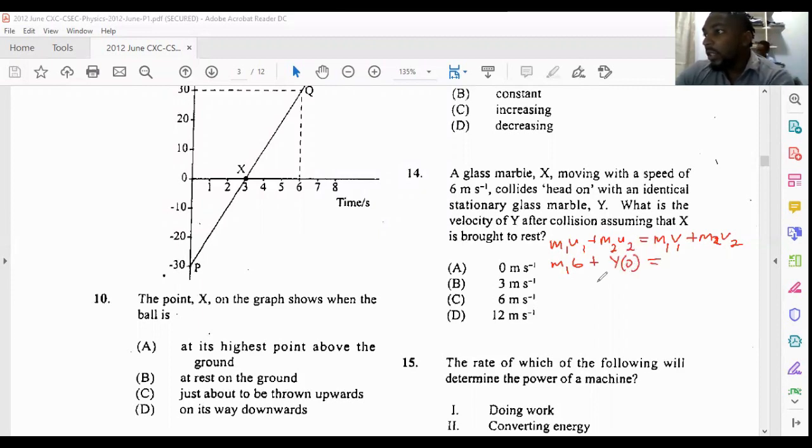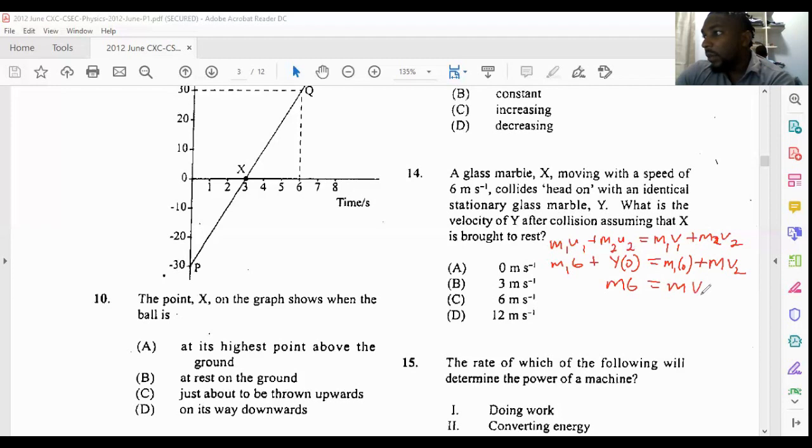Good. So it means that the initial momentum before collision is m times 6, right? m6. Good. Now, after collision, we say that m1, which is X, is brought to rest. So then it becomes m1 times 0 plus, we want to know what is the velocity after, all right? So it becomes m v2.